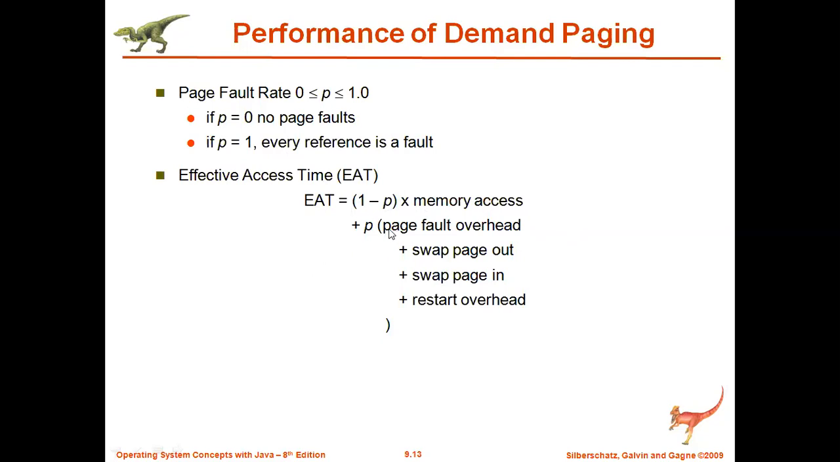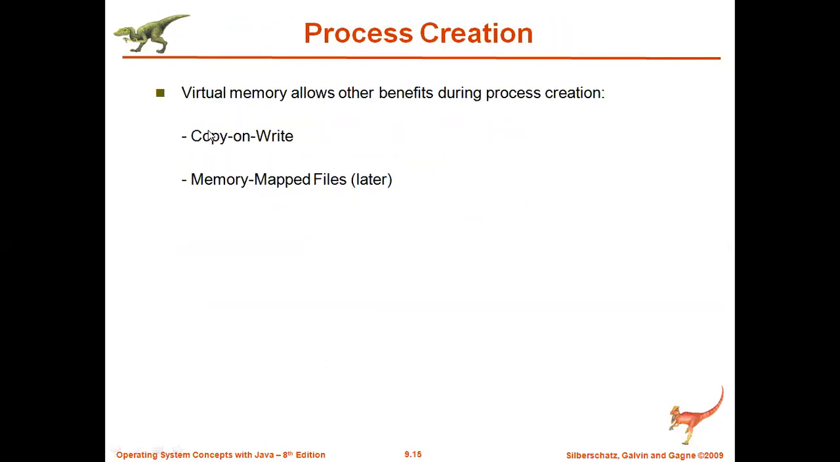If your program is there in the main memory, then no issues, only (1 minus p) into memory access. If it is not there, then you have to do all this drama, so that we will get the page into main memory, then we can give access to the CPU. Is it clear guys how the page fault will be handled?